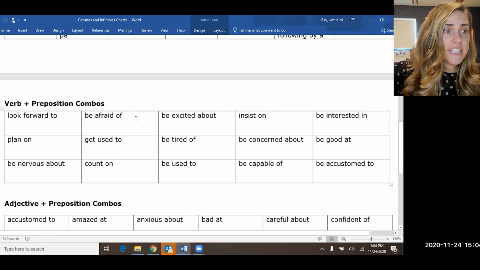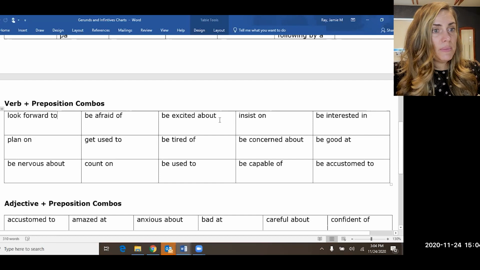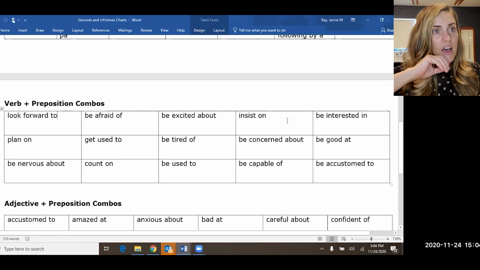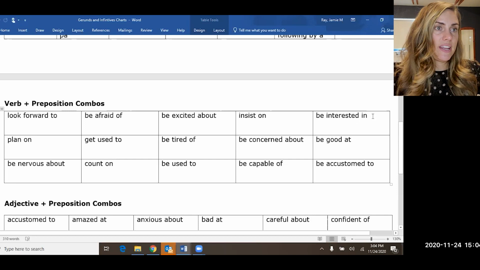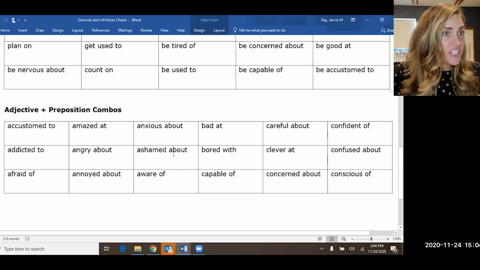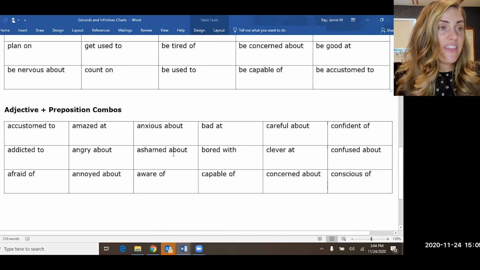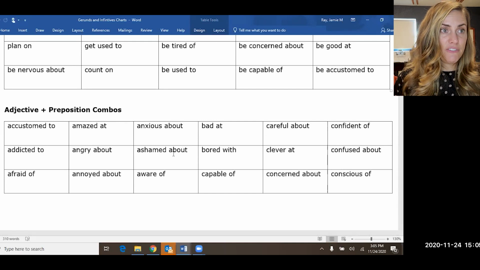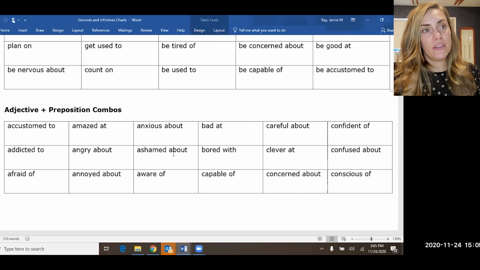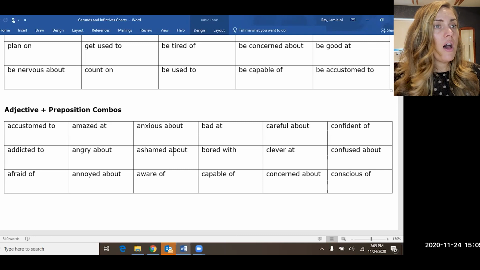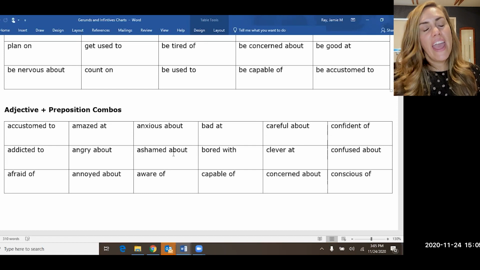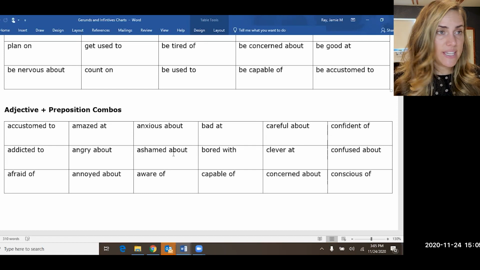Be afraid of. I'm afraid of taking tests. Be excited about. I'm excited about taking a break. Insist on. I insist on helping you. Be interested in. I'm interested in learning more about this idea. Or down here, we have adjectives and prepositions that often go together that result in a gerund following them. So, accustomed to. I'm accustomed to helping my students with their grammar. Amazed at. I'm amazed at seeing your growth. Anxious about. I'm anxious about taking my test next week.